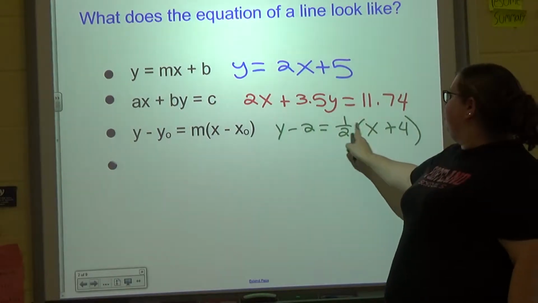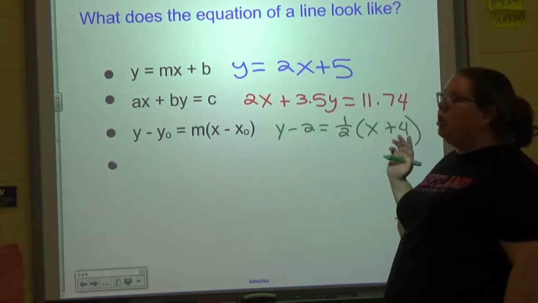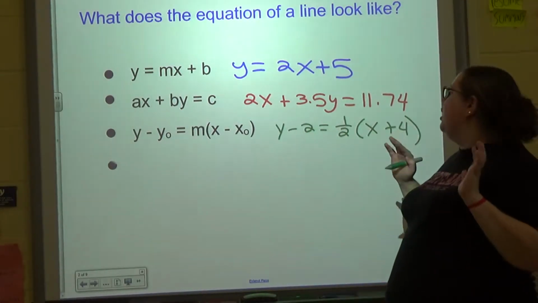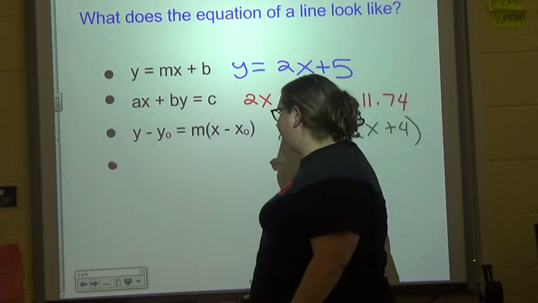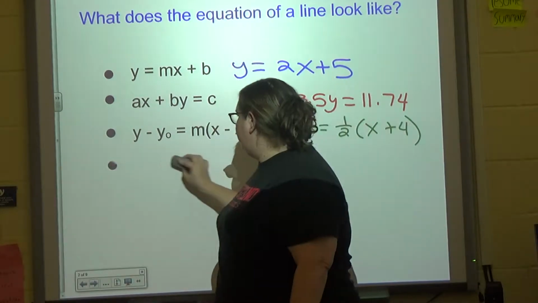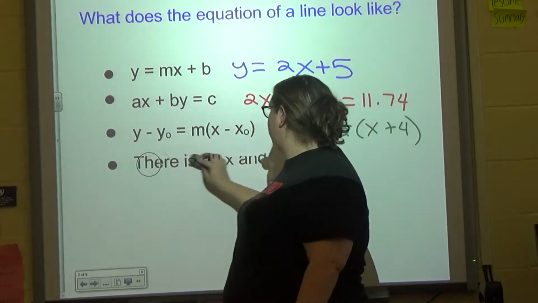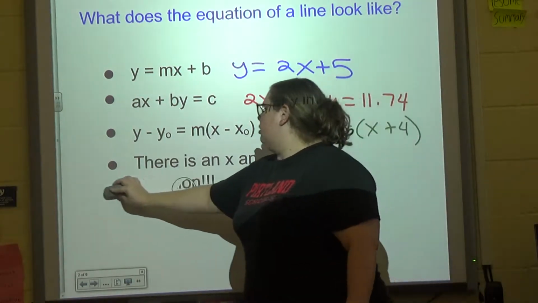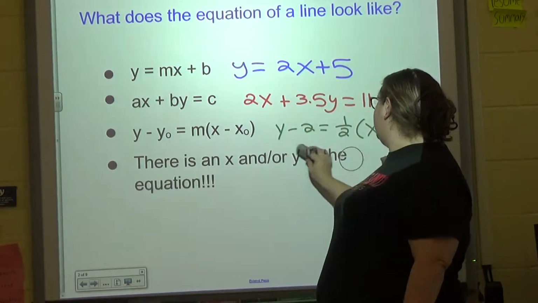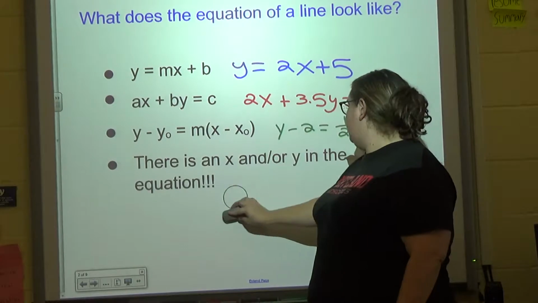So here, again, there's an x and a y in the problem. They're not multiplying. A lot of times they're away from each other, that sort of thing. And the last one, this one is just describing. So the key is there's an x and or a y in the equation.